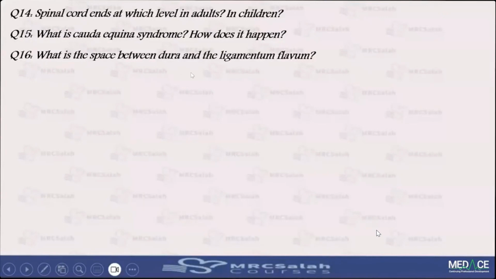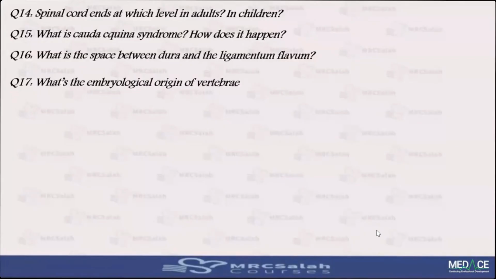What is the space between the dura and ligamentum flavum? Name it, please. According to my common sense, I don't know the exact answer, but I think the space between dura mater and ligamentum flavum is the extradural space. Yes, it is. What is the embryological origin of the vertebrae? Can I pass the question, please? It originates from the mesoderm.